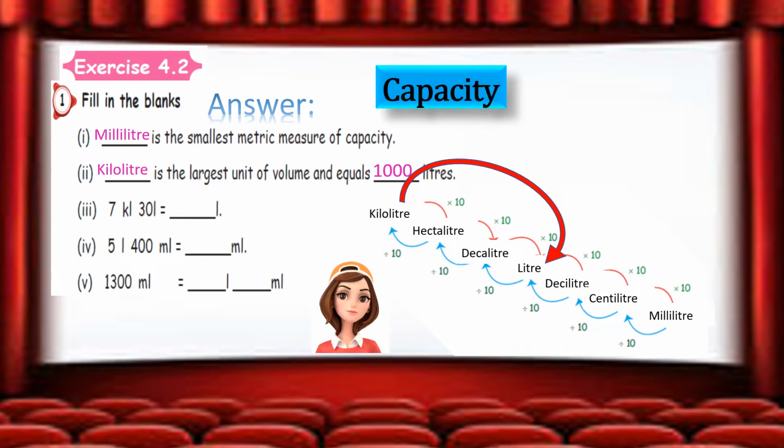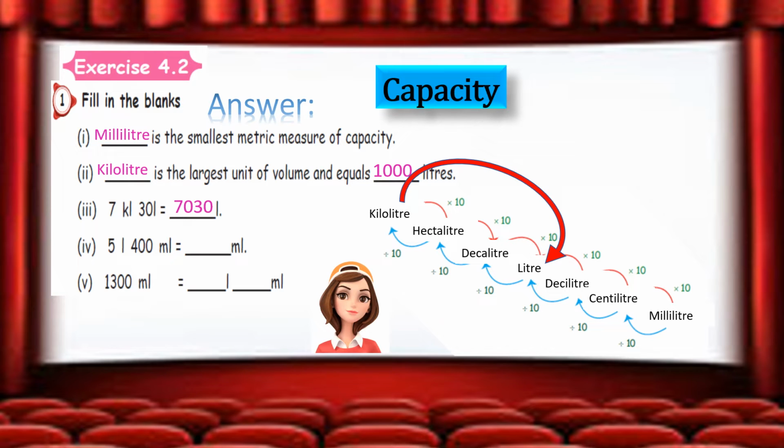Then third one, 7 kiloliter 30 liter is equal to dash liter. So once again they have asked to convert kiloliter to liter. So if we multiply with 1000, 7 kiloliter multiplied by 1000 becomes 7000 liter. So 7000 plus 30, 7030 is the answer. So whatever we did in weight, the same procedure. So just add and check it here.